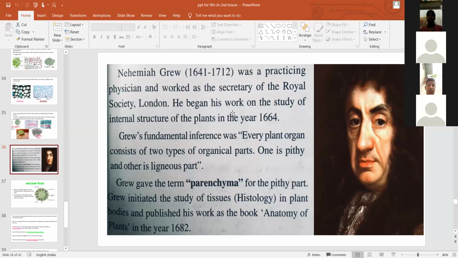The study of the internal structure of the plant body. He studied the internal structure of the plant body.